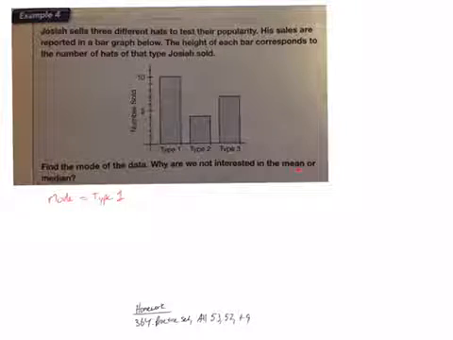Now, why are we not interested in finding the mean? Well, first of all, we can't even add up type 1 plus type 2 plus type 3. So we wouldn't even be able to find these numbers. And honestly, it doesn't really matter because we're just trying to figure out which one sold the best. So obviously, as he places an order, he'll still want to order some of these type 2 and type 3s. But he's going to want to order a lot more of these type 1s because those ones are the ones that sold the best.